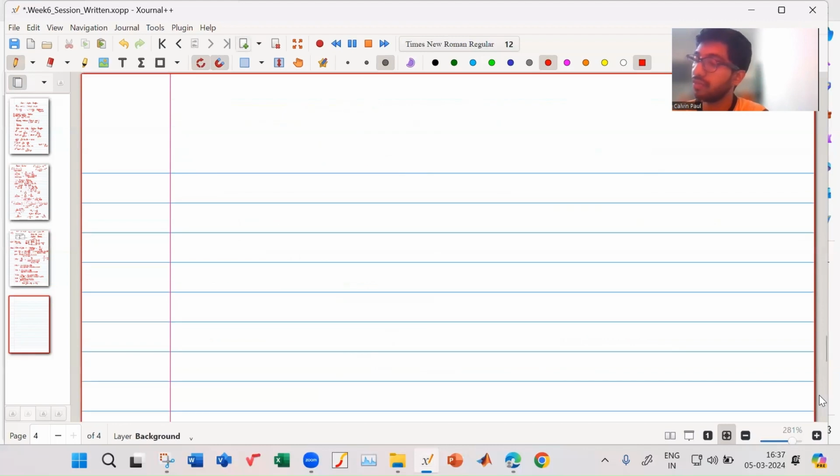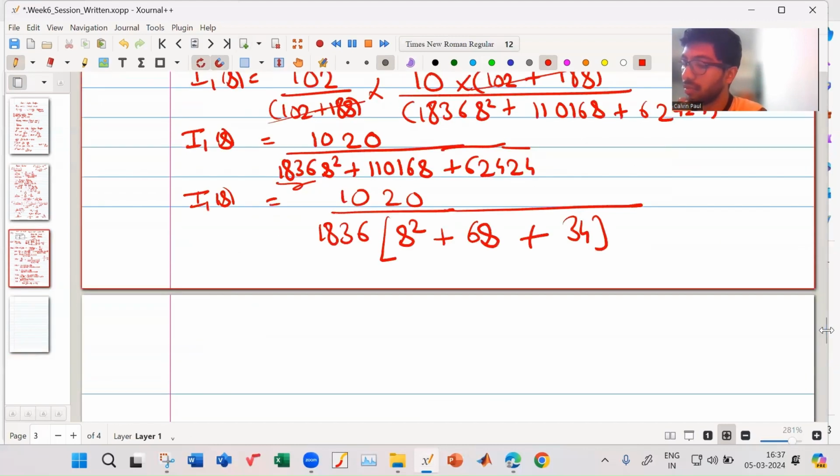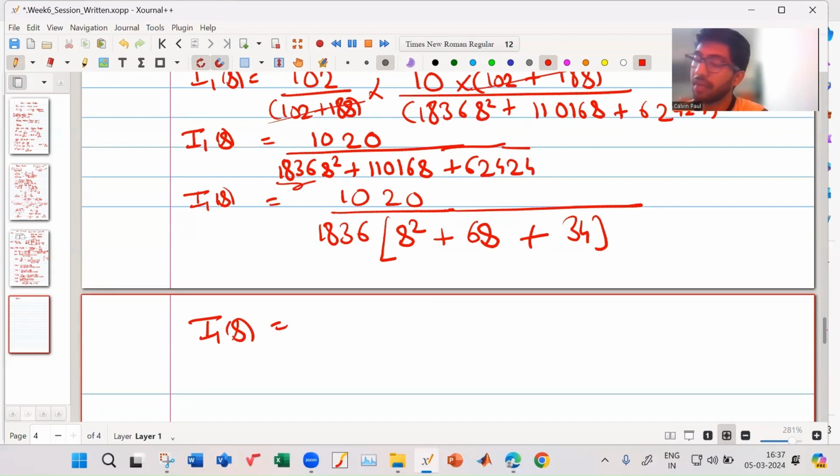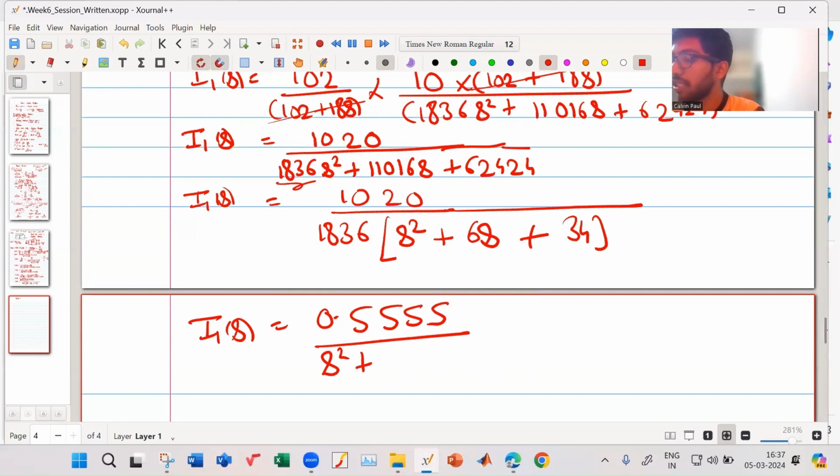So my I1 of S. What is 1020 divided by 1836? It comes out to be 0.555 upon S square plus 6S plus 34.